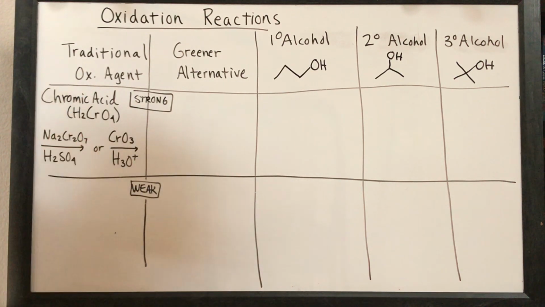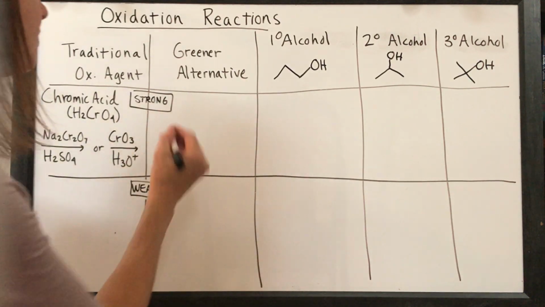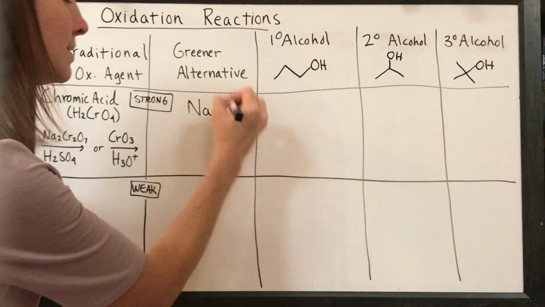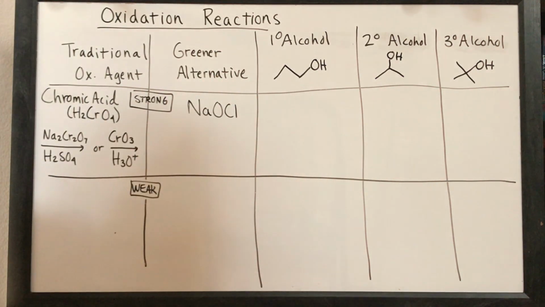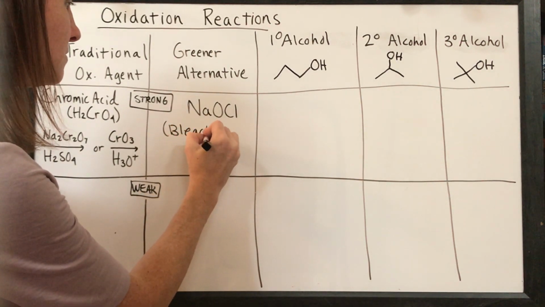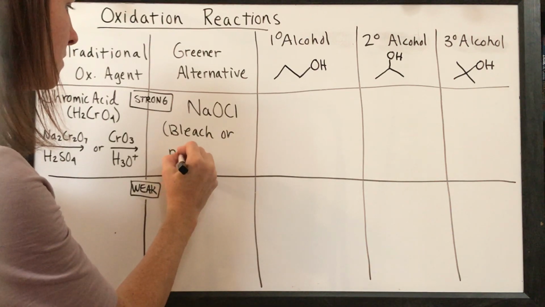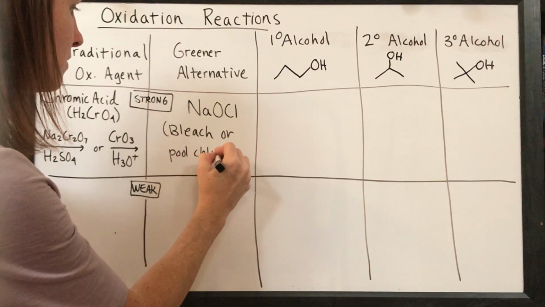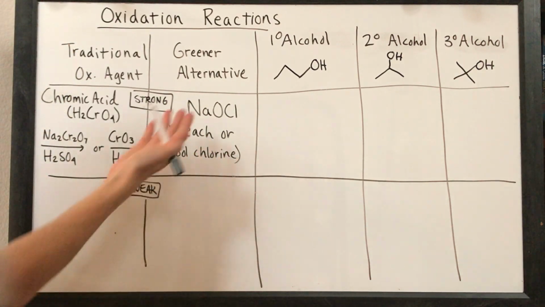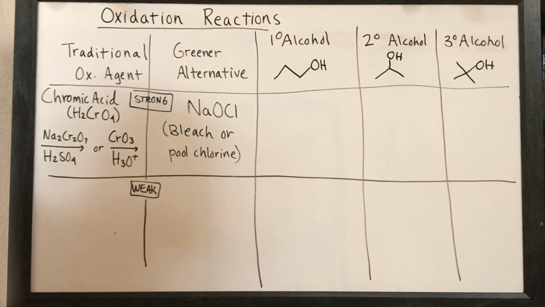Now, chromium is toxic, we know that it's carcinogenic, so there are a lot of greener alternatives that exist and more that are being developed. One of the most common ones, which we will use in lab in our very last experiment, if we have time to do it, is to use NaOCl. This is just bleach or pool chlorine. So that's also a very strong oxidizing agent, but it doesn't have that toxic chromium in it. Sometimes it doesn't give as good of a yield, so that's the trade-off.